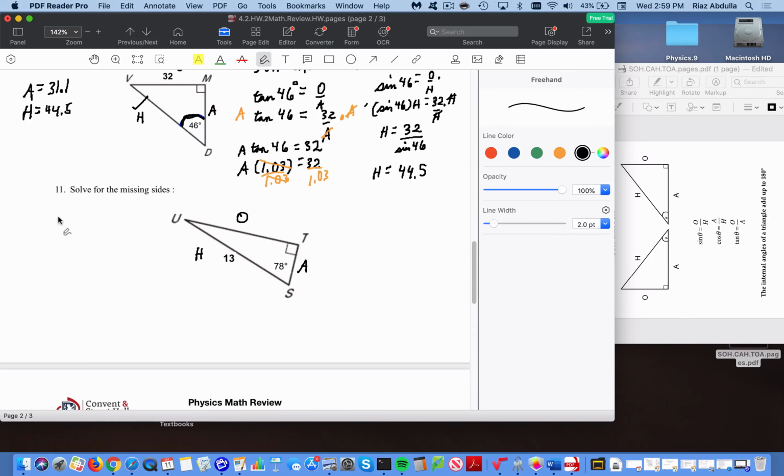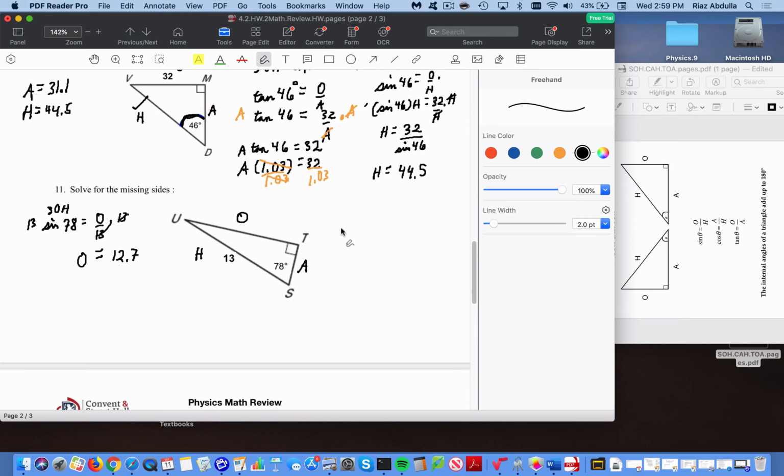So I'm going to do this one a little bit more quickly. So we're going to say here, I'm going to use SOHCAHTOA. So SOH gives me sine of 78 is going to equal the opposite over 13. I'll multiply both sides by 13. And so when I solve for O, I'm going to end up getting 13 times the sine of 78. And that's going to actually give me 12.7.